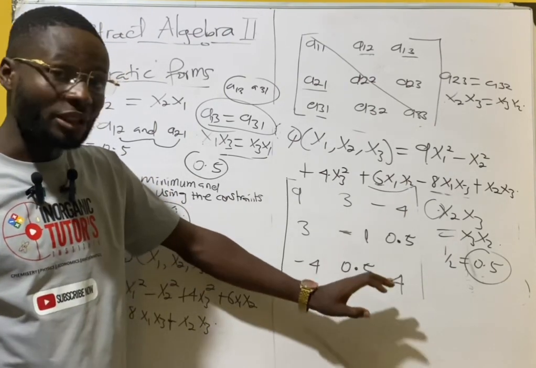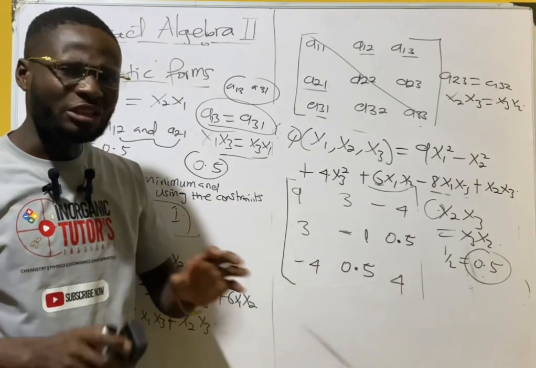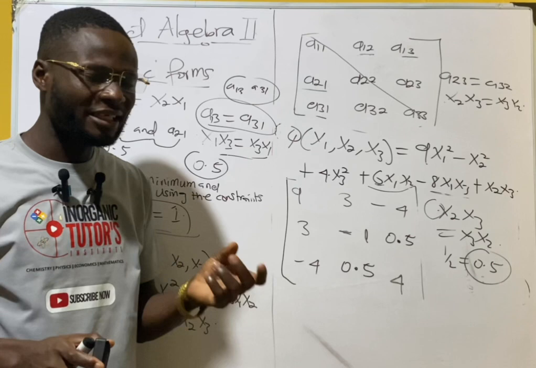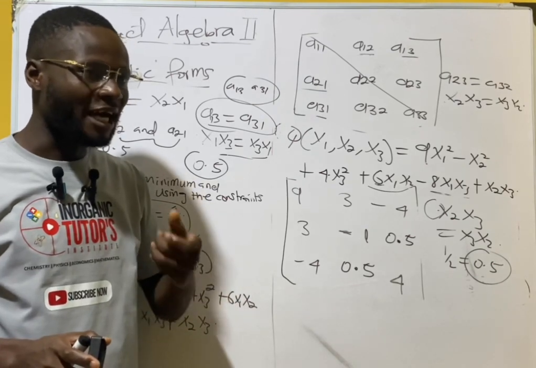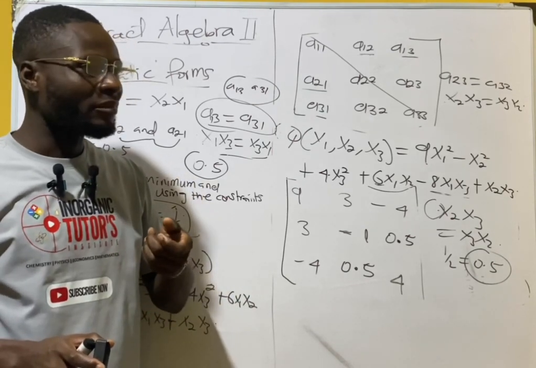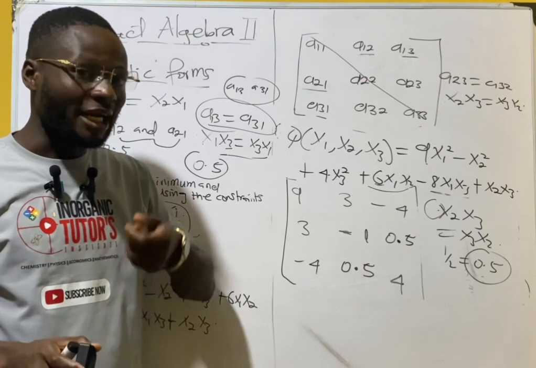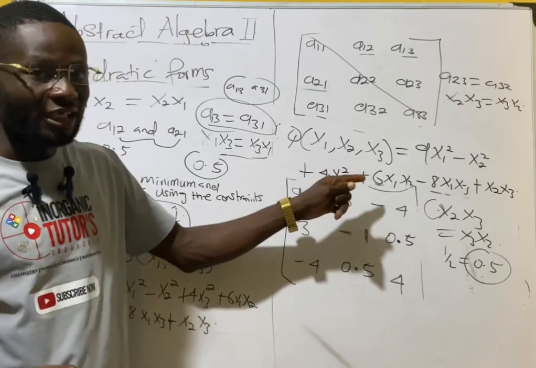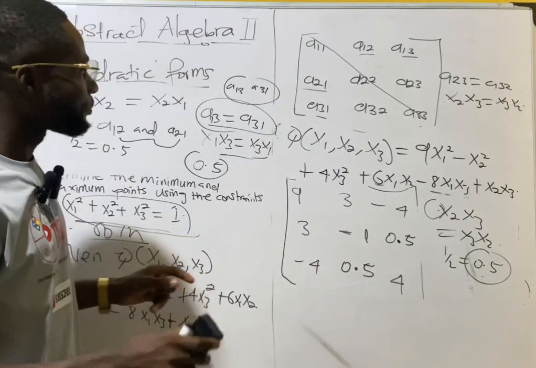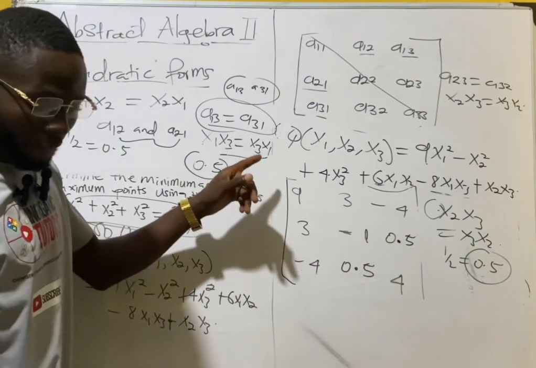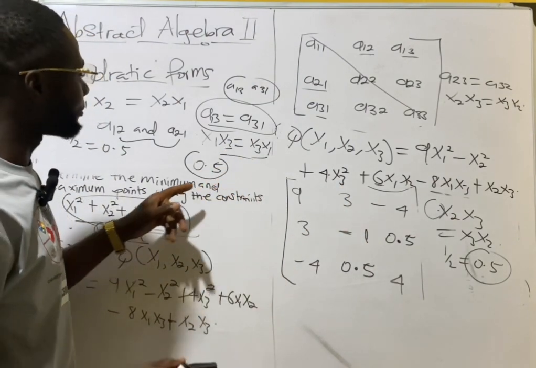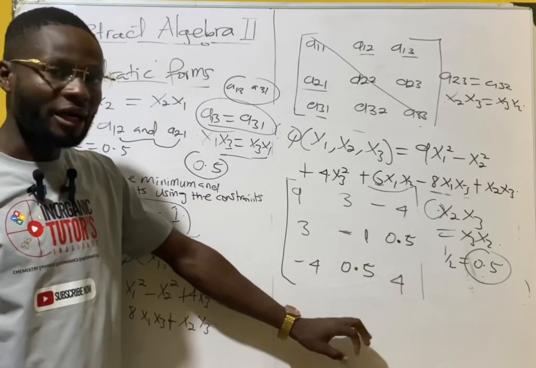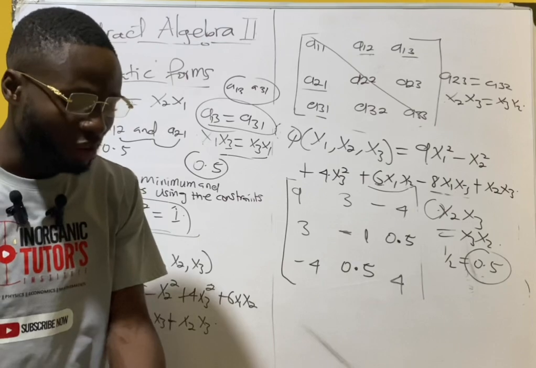Now, I want to make it so simple that even those who are learning from scratch will get it. This thing is not anything difficult, right? So now that we have the matrix, what do you have to do?